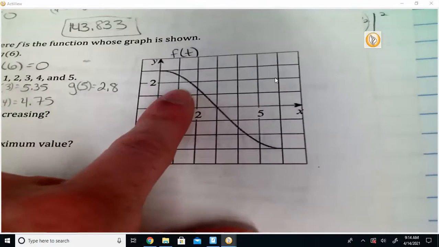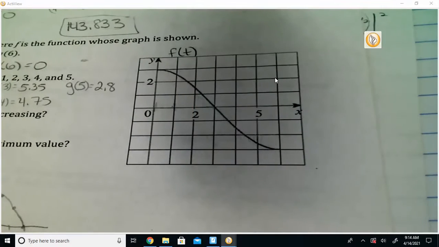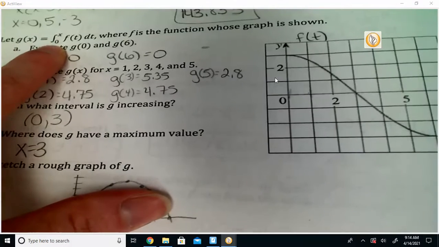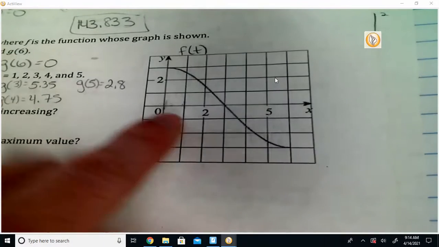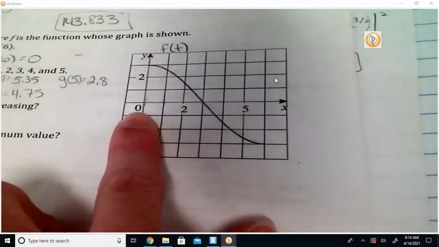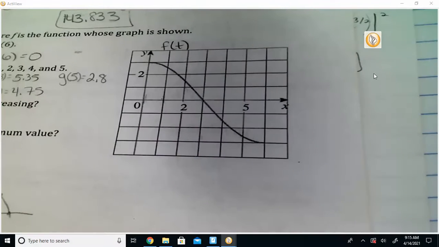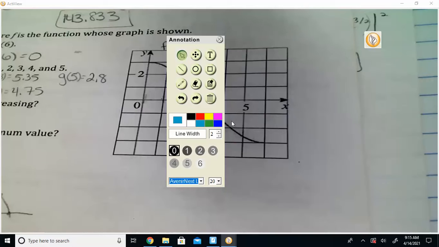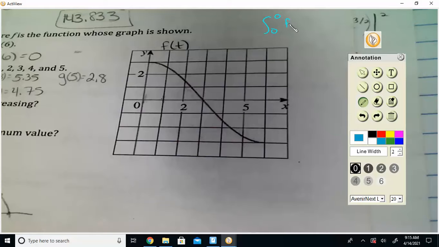Okay, antiderivatives tell you like area under a curve. This is going from 0 to x. So when I say G of 0, that's saying you have the integral from 0 to 0 of your function. If you start and stop at the same place, how much area is under your curve? 0. So part A, your G of 0 is 0.